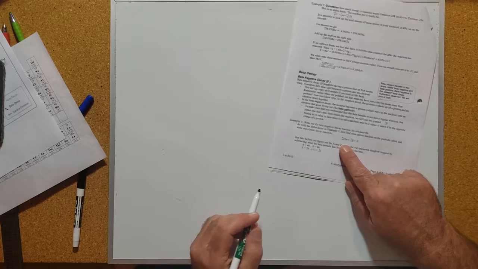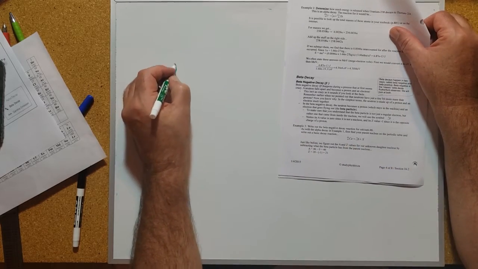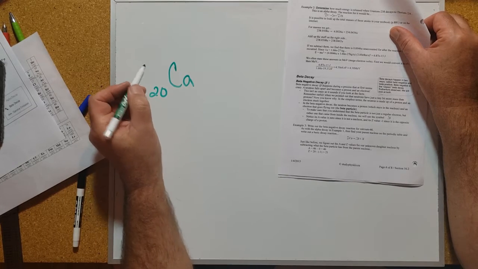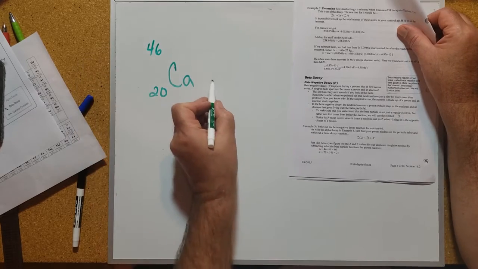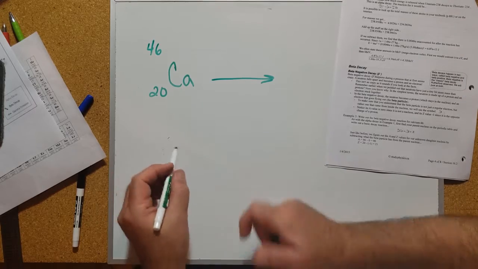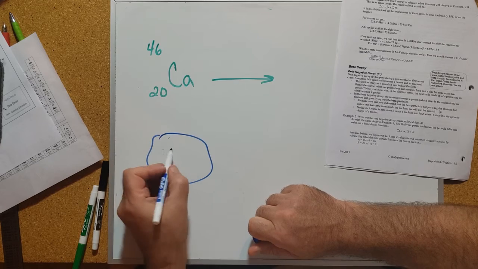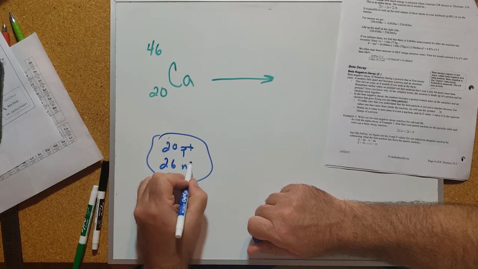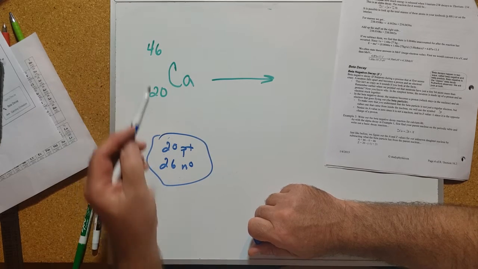Let's take a look at the first example here. It's actually labeled example number 3. Say I have a calcium nucleus. Now calcium has 20 protons in the nucleus and a total mass number of 46. And this is going to undergo beta negative decay. So let's think about what we just talked about. I have 20 protons in the nucleus along with 26 neutrons. The 20 and 26 add up to 46.